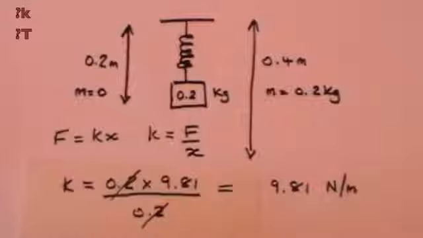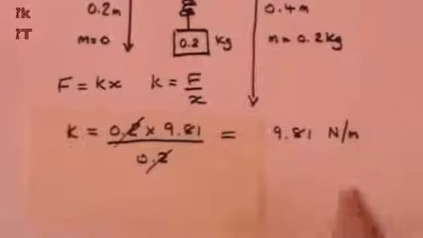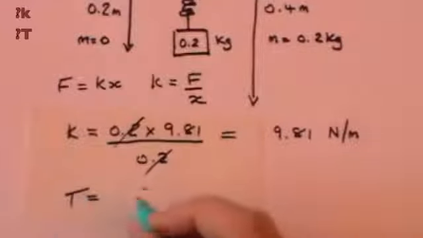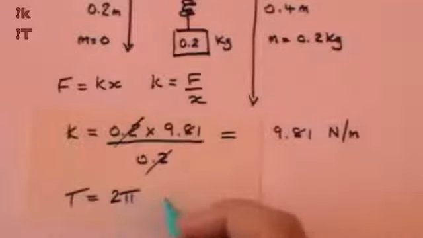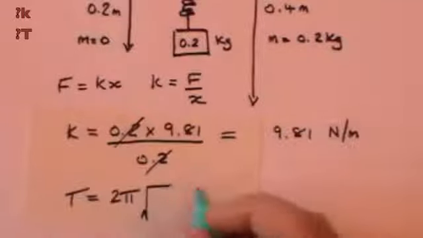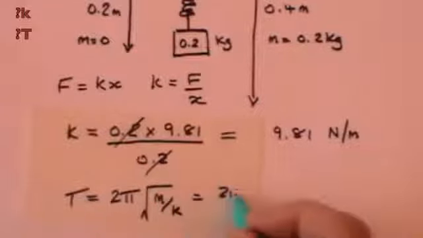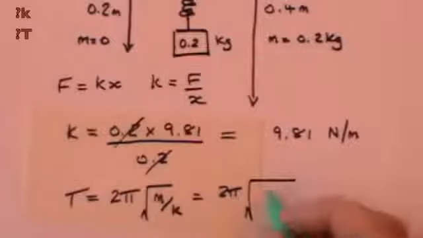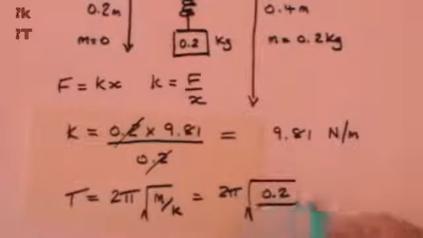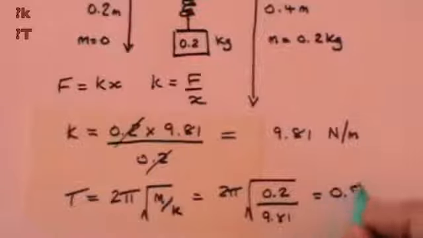If we set that spring oscillating, what will be the time period of oscillations? Well, we'll recall that the time period for an oscillation of a spring is 2 pi times the square root of m over k, and that equals 2 pi times the square root of the mass, which was 0.2, divided by k, which we just calculated, was 9.81. And if you do all that, you should get that that comes to approximately 0.9 seconds. So it takes 0.9 seconds for the spring to do one complete oscillation.